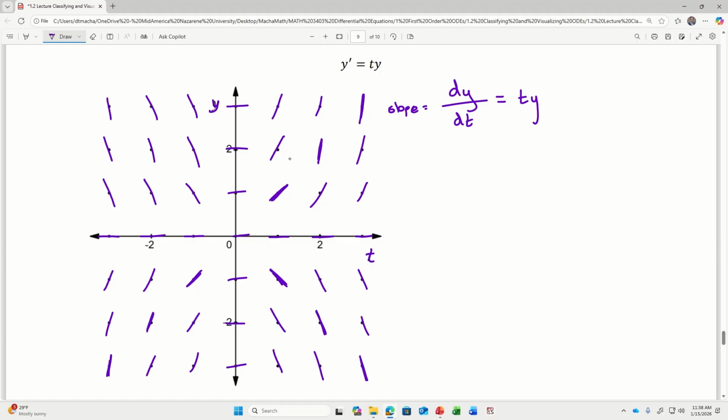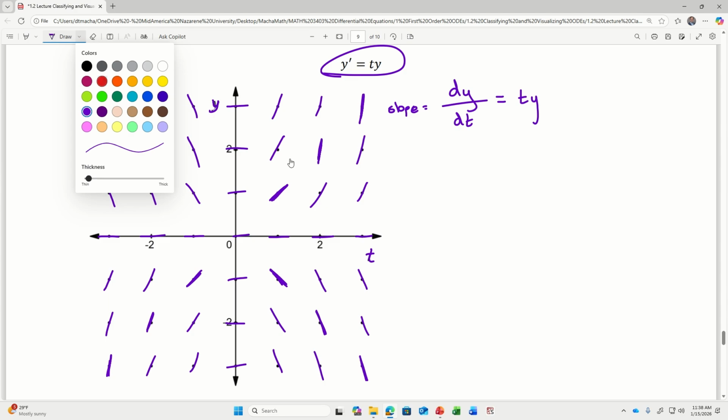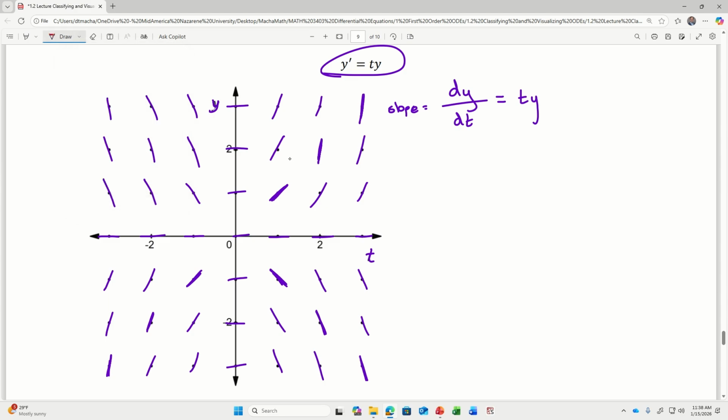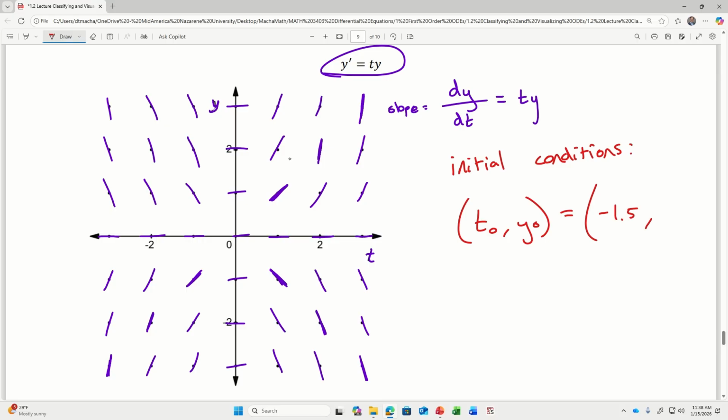Ta-da! There's my direction field for that ODE. Now in this problem, I forgot to give initial conditions. So I'll make up some initial conditions for you. Let's say the initial conditions are t is equal to negative 1.5, y is equal to 0.5. So my initial condition would put me right here.